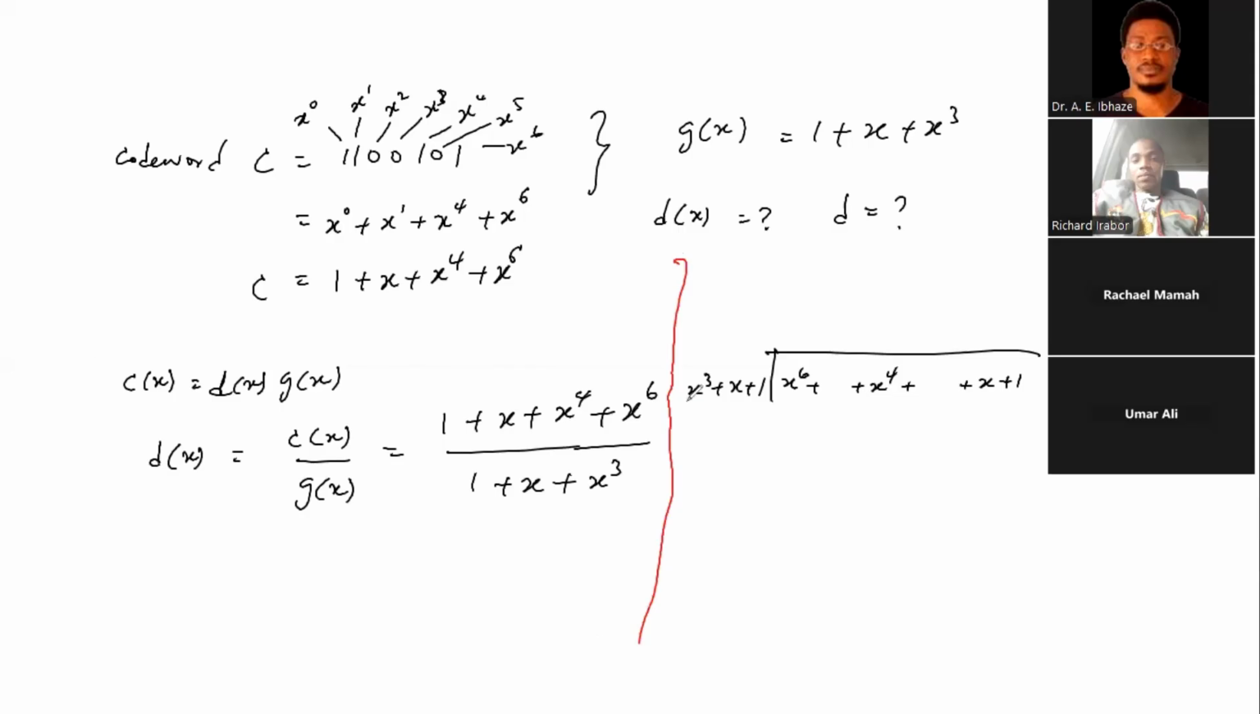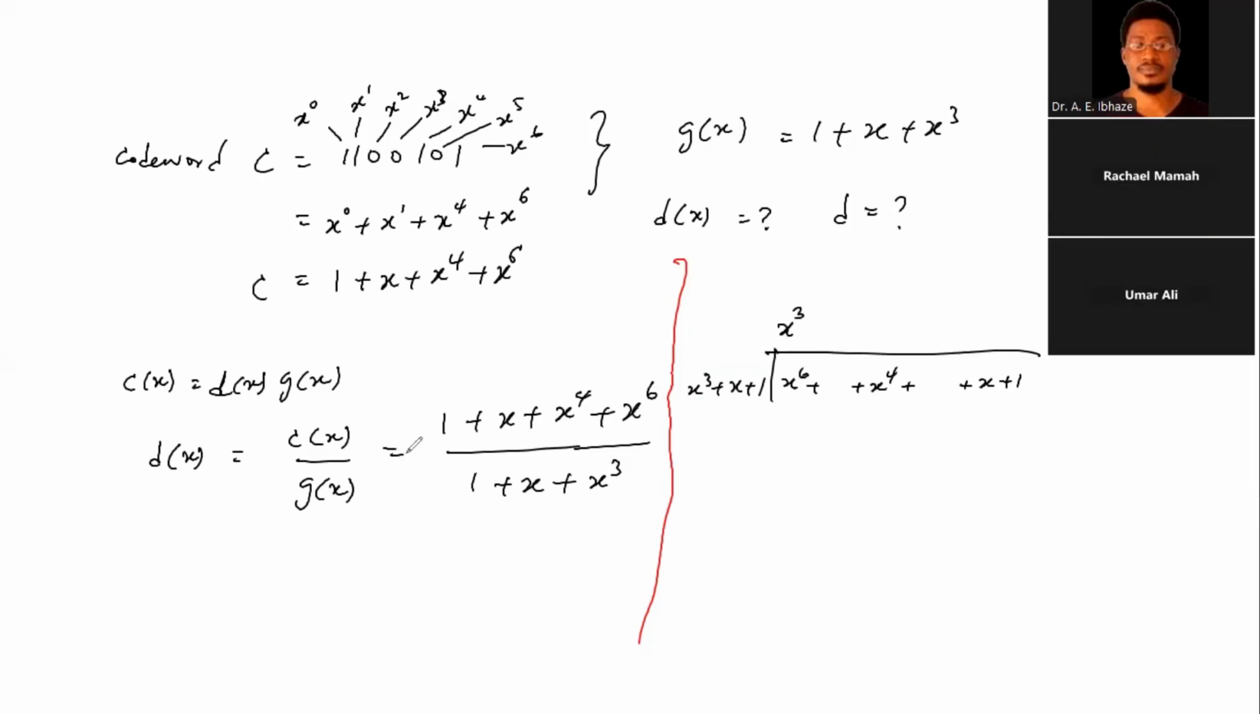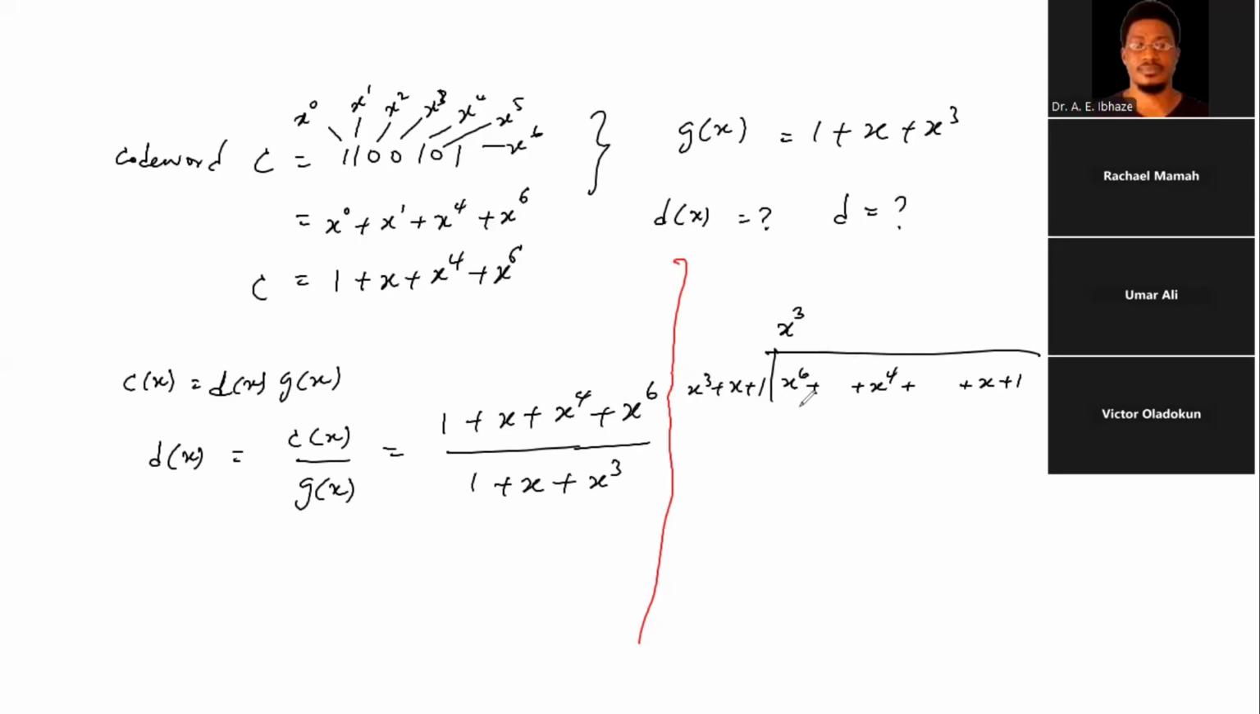So let us go through this. x cubed can go into x to the power of 6 x cubed times. So x cubed times x cubed would be x to the power of 6. Now, x cubed times x will be x to the power of 4, right? So that can come here, x to the power of 4. Now, x cubed times 1 will be x cubed. Now, we don't have x cubed here, so we can say x plus x cubed. So we can add up, right?